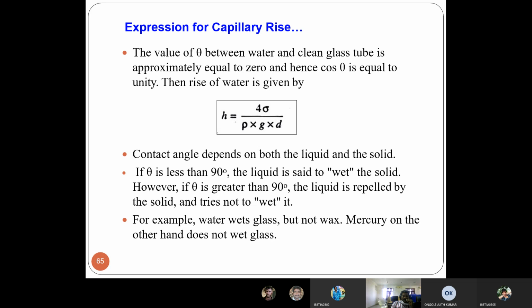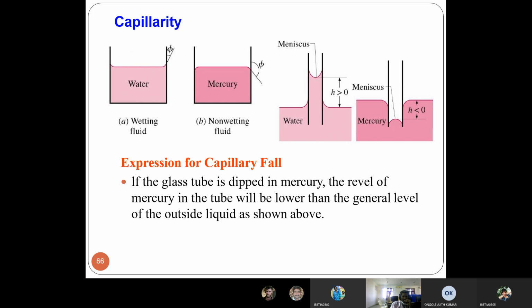Contact angle depends upon both the liquid and the solid. If theta is less than 90 degrees, the liquid is said to wet the solid. However, if theta is greater than 90 degrees, the liquid is repelled by the solid. Therefore, it tries not to wet it. For example, water wets the glass but not wax. Mercury, on the other hand, does not wet the glass. One more, expression for capillary rise.